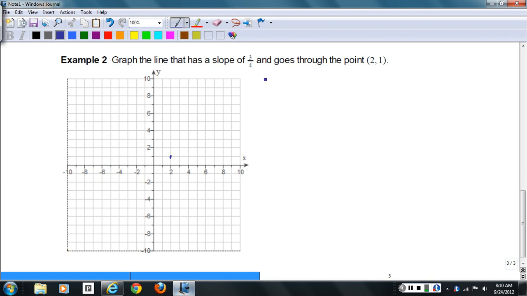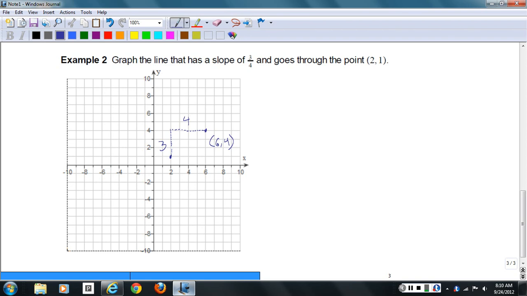If the slope is 3/4, how are we going to find another point on this line? Up 3, right 4. If we get to another point in such a way that between the 2 points the rise is positive 3, the run is positive 4, then the rise over run would be 3/4. That takes us to the point (6, 4). If we add 4 to the x coordinate, 2 plus 4 equals 6. If we add 3 to the y coordinate, 1 plus 3 equals 4.